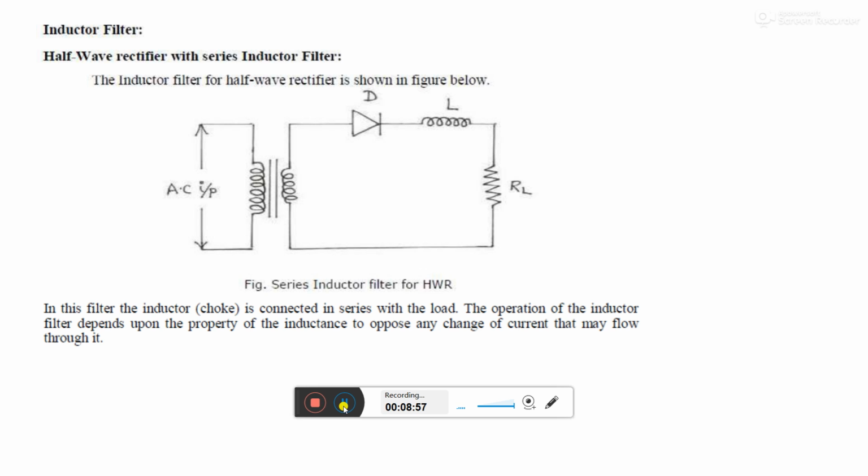The ripple factor for the inductor filter for the standard 50 Hz frequency is gamma equal to RL divided by 1330 times L. So if you want a lower amount of ripple, as the load increases, the amount of ripples decreases.